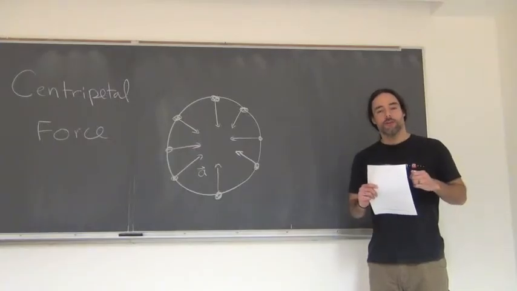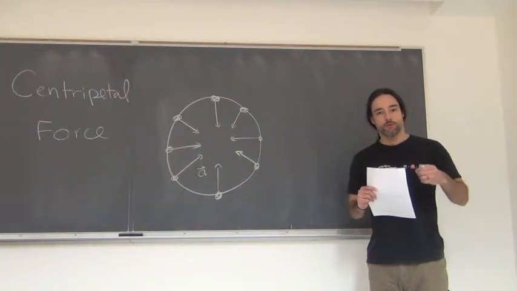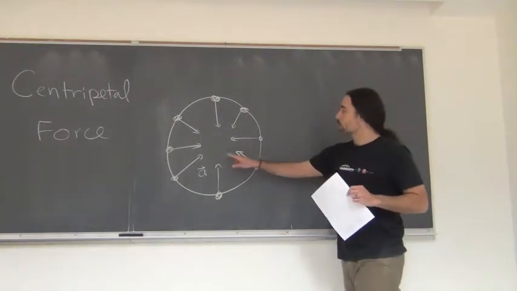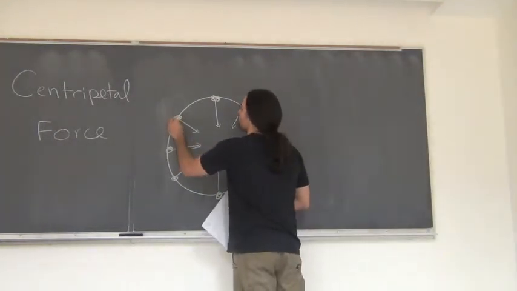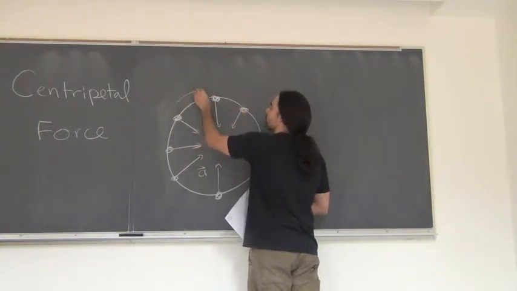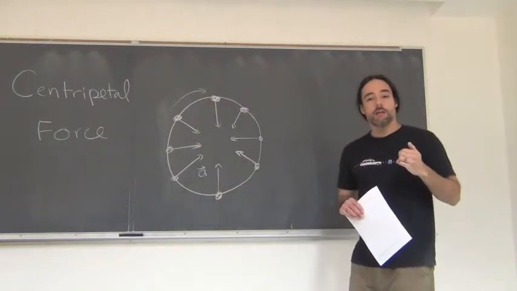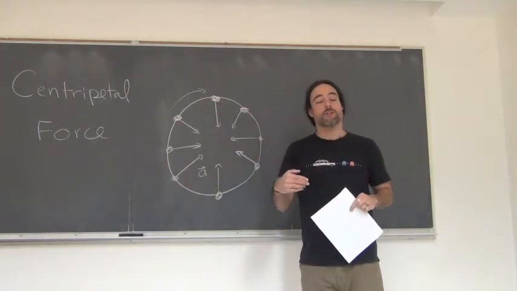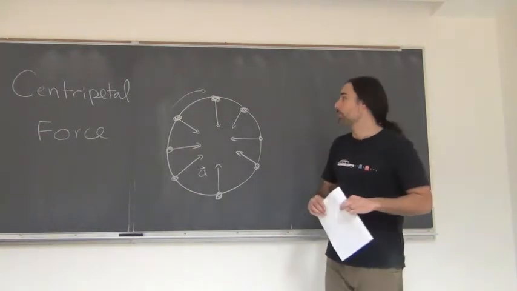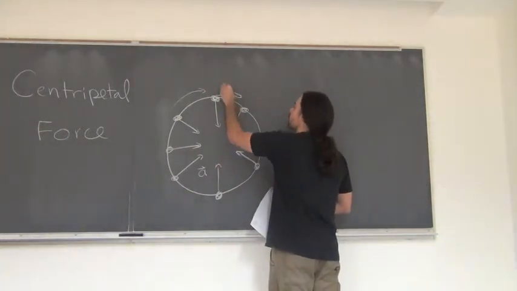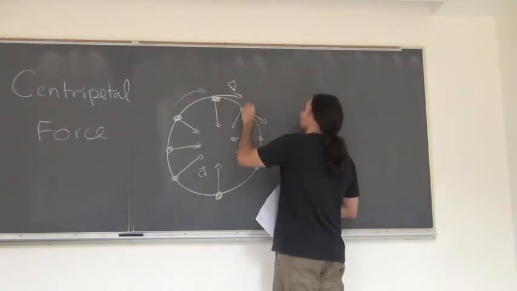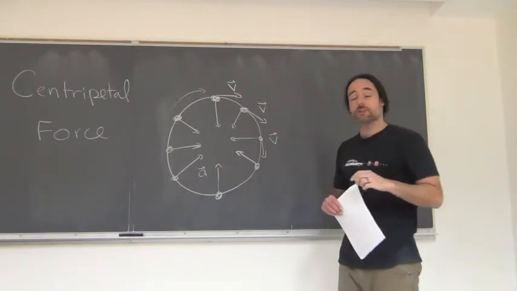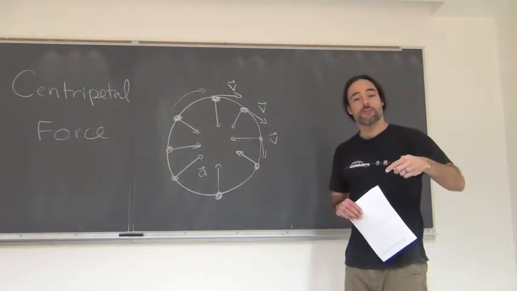Now we're going to consider the forces that go into circular motion, specifically uniform circular motion. We've discussed before that if I have an object moving around in a circle, going around this way, the object experiences an acceleration that points toward the center of the circle. At each of these points, we have velocity vectors that are tangent to the circle, but the acceleration vector points in towards the center of the circle.